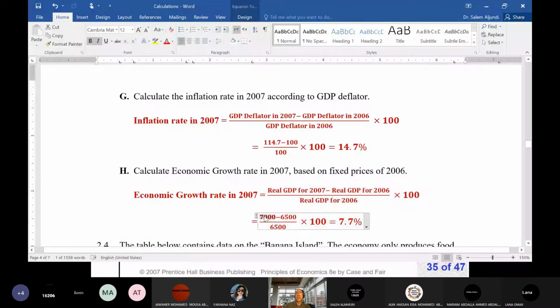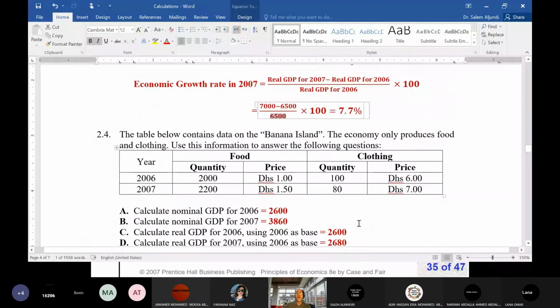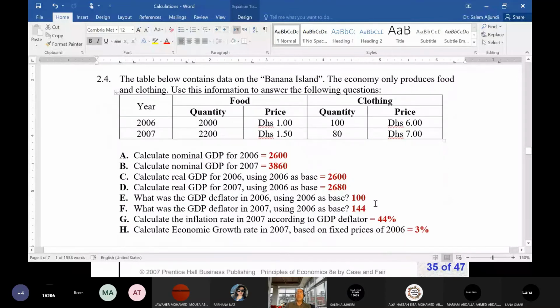So real GDP in 2007, 7,000. Real GDP in the previous year, 2006, 6,500. And here, the same, 6,500. It is 7.7. In 2.4, it is a similar question, but I just changed the data for your practice. This is for your practice.